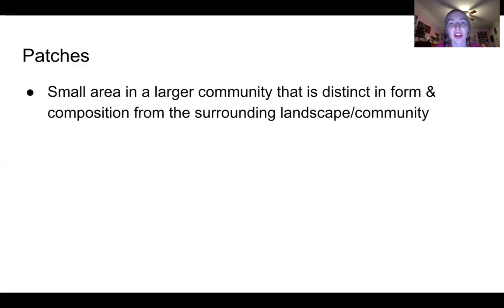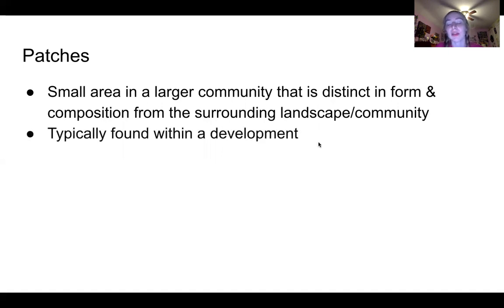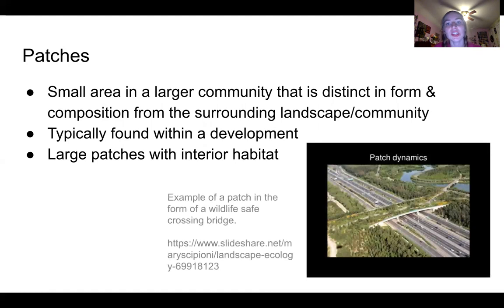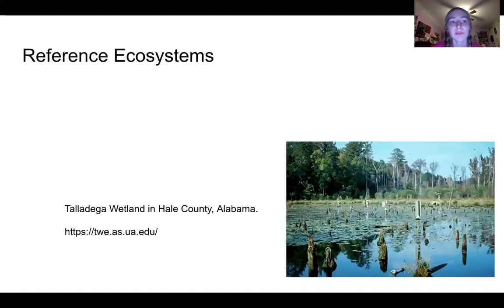Patches are small areas in a larger community that are distinct in their form and composition from the surrounding area. And so we typically find them within a development or developed area, and they could be like corridors or a park or something like that. But large patches are preferred because they have a larger interior habitat. And here's an example of a patch as a wildlife corridor, which goes over a highway linking some habitats together.